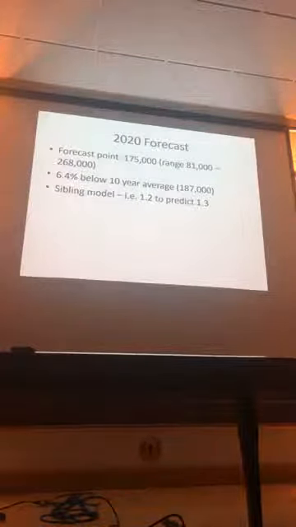ASL is not only used to understand run composition, but it's also what's used to create the forecast. I won't go too much into the forecast, but just as a quick example, for the 2020 forecast we've got a point estimate of 175,000 fish, which is just slightly below the 10-year average. And by knowing those age classes, Stormy uses the sibling model, based on historical relationships between age classes, to determine the run forecast for the upcoming year.